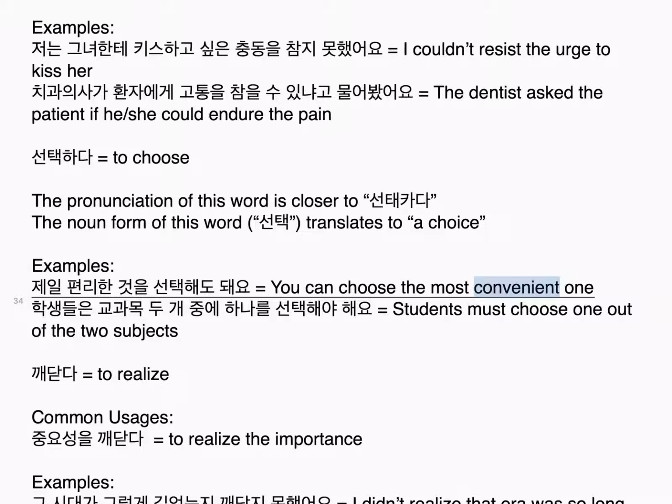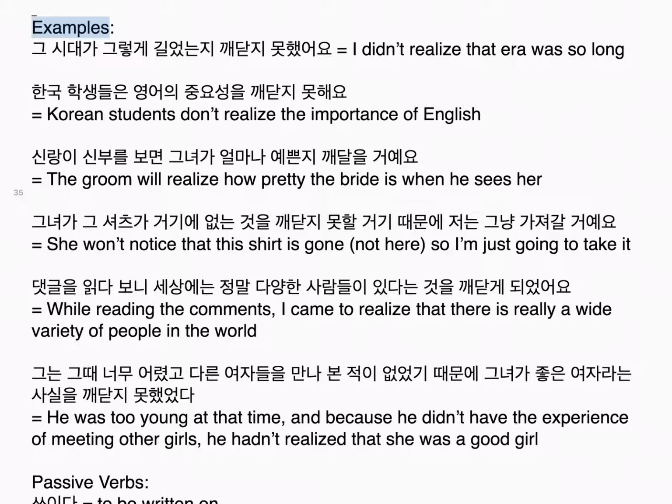You can choose the most convenient one. 학생들은 교과목 2개 중에 하나를 선택해야 해요 = Students must choose one out of the two subjects. 깨닫다 = To realize. Common usages: 중요성을 깨닫다 = to realize the importance. Examples: 그 시대가 그렇게 길었는지 깨닫지 못했어요 = I didn't realize that era was so long.